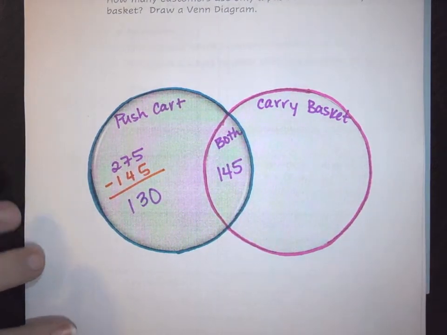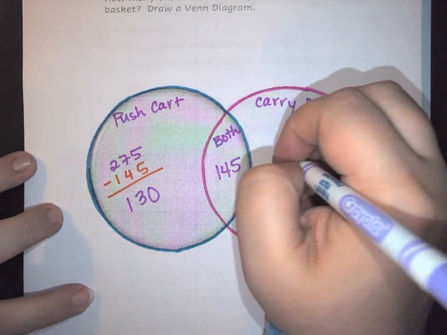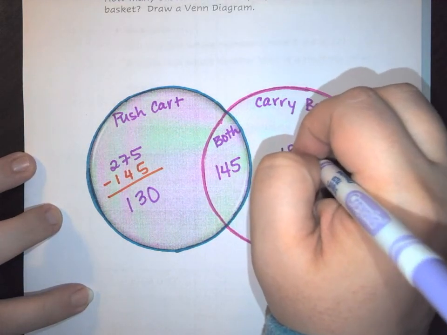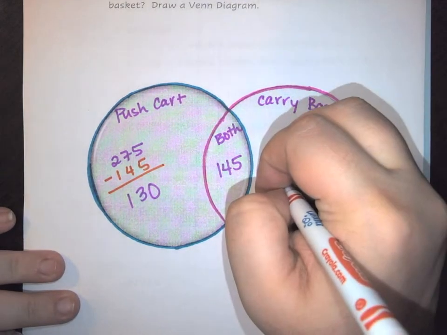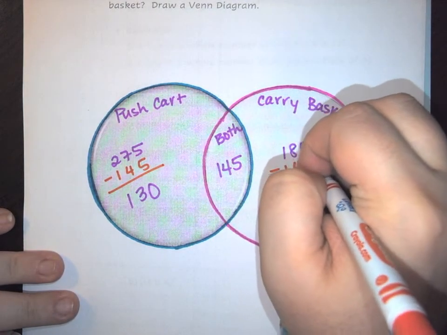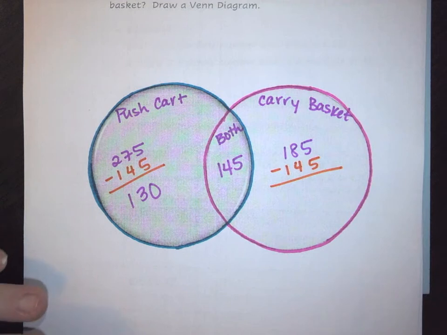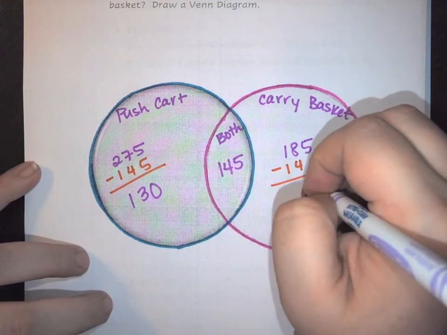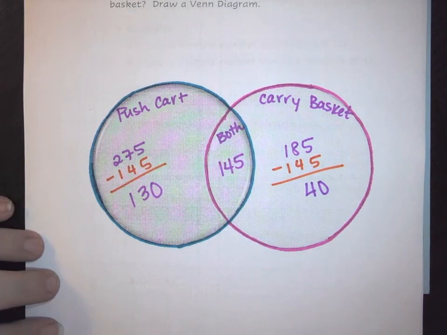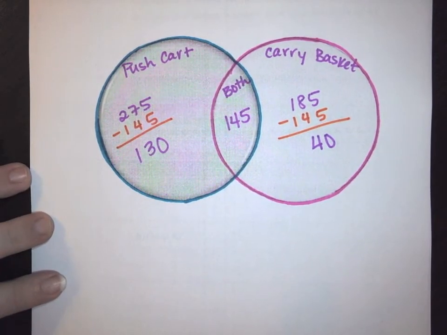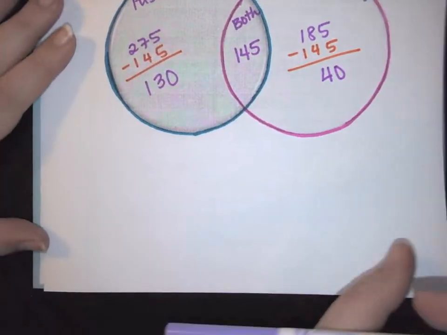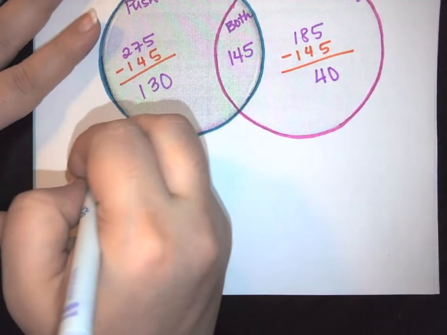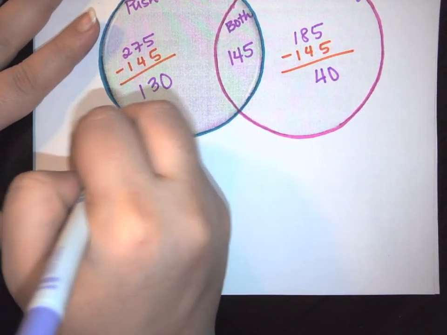I have to do the same thing with carry baskets. I know that 185 people use a carry basket. Again, I need to subtract away the amount of people that use both, because you can't count a person twice. And in this case, I'm left with 40. So in order to figure out how many people use only your push cart or your carry basket, you have to add them together.